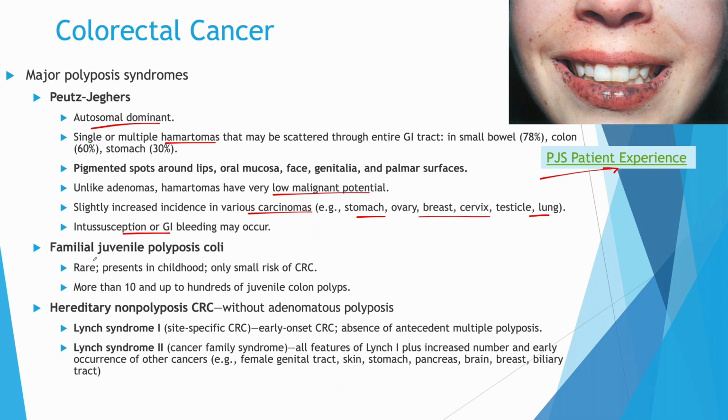Some other ones, familial juvenile polyposis, and also hereditary non-polyposis CRC, which is also known as Lynch syndrome. And that's about as much depth as I'm going to go in on these. They're really rare and don't see them too often on our tests.